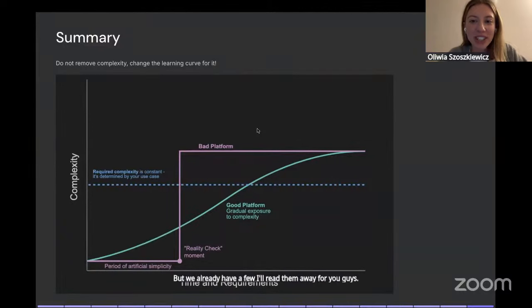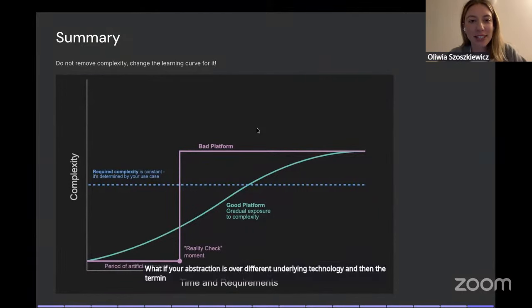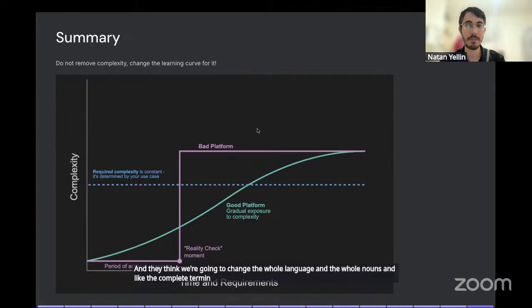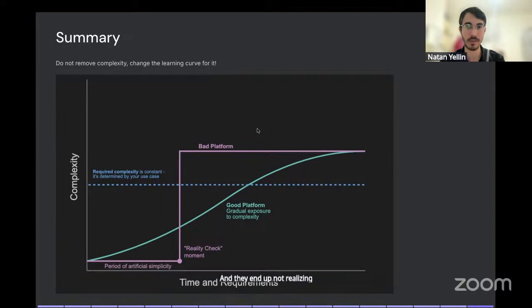What if your abstraction is over different underlying technology and then the terminology used is different? So there are rare cases where this is justified. There are a lot of cases where people think this is the case, and they think we're going to change the whole language and the whole nouns and the complete terminology, and they end up not realizing why some of that terminology, some of that complexity was there to begin with. But there are cases where this is true.